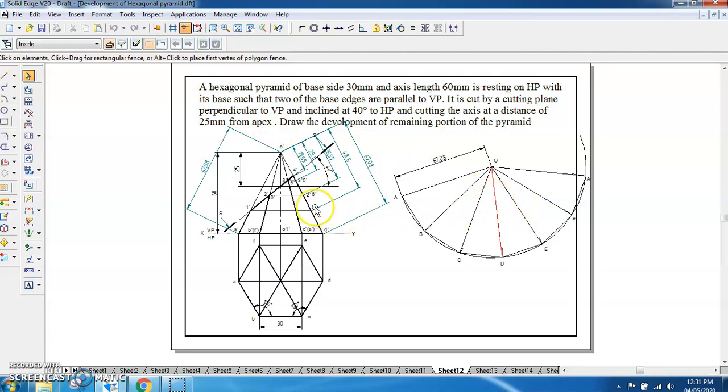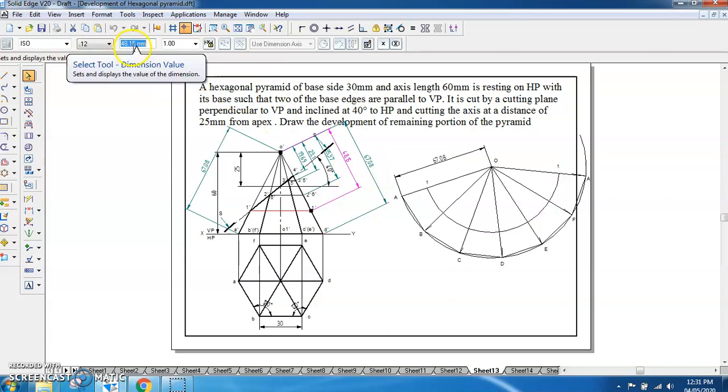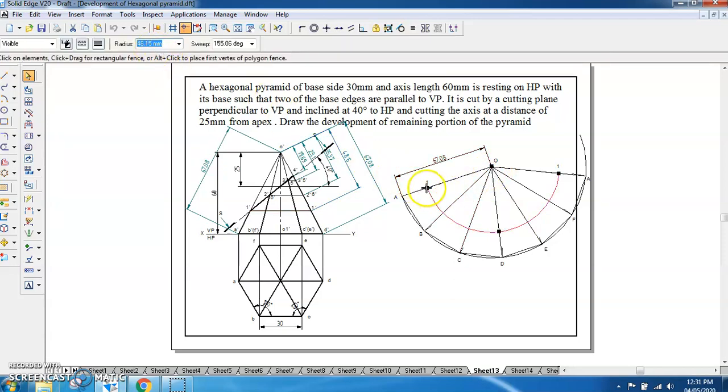So to do that we have to project all these cutting points on these triangular faces of hexagonal pyramid. So to do that, first we'll be starting with point A. So point A, the point 1. Point 1 is on this AO and the distance of this point is 48.15. So we'll be taking this O as a center and 48.15 as a radius. We'll be cutting one arc on AO, that is representing 1A, and the same arc will be extending on the other side of AO. So 1 and 1. So we will be having the cutting point 1 and 1.